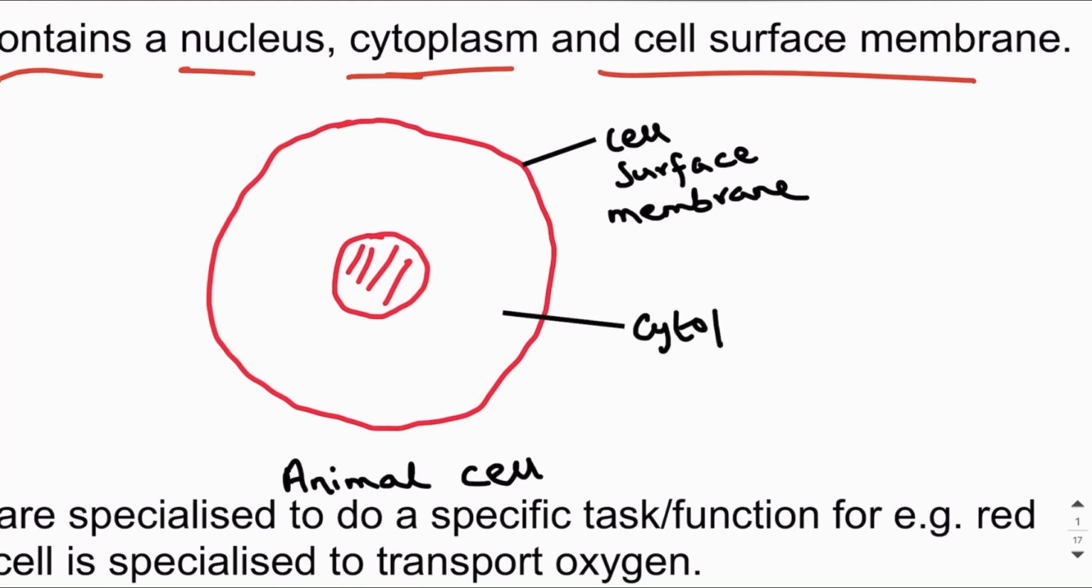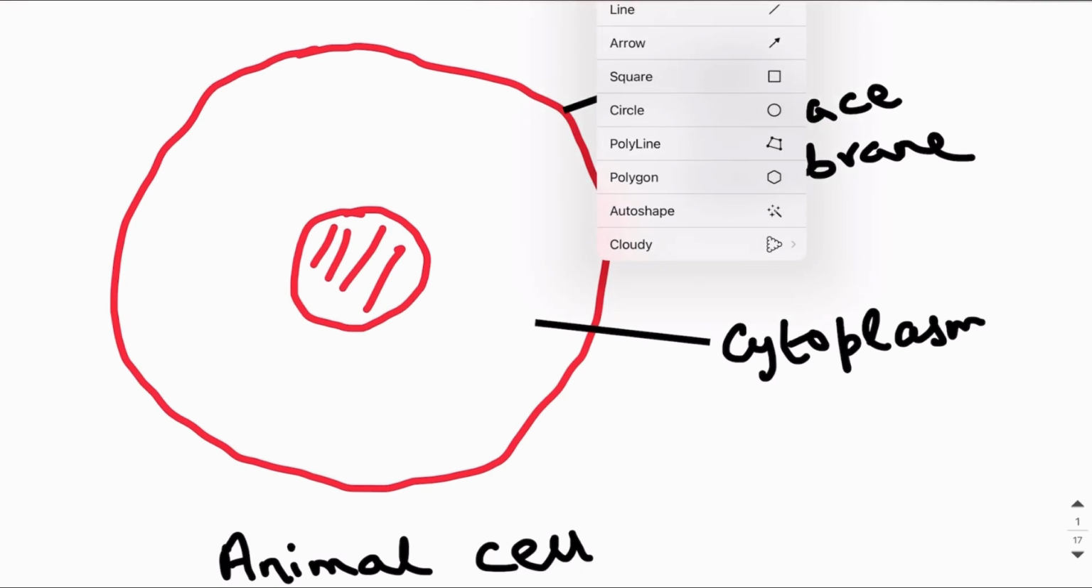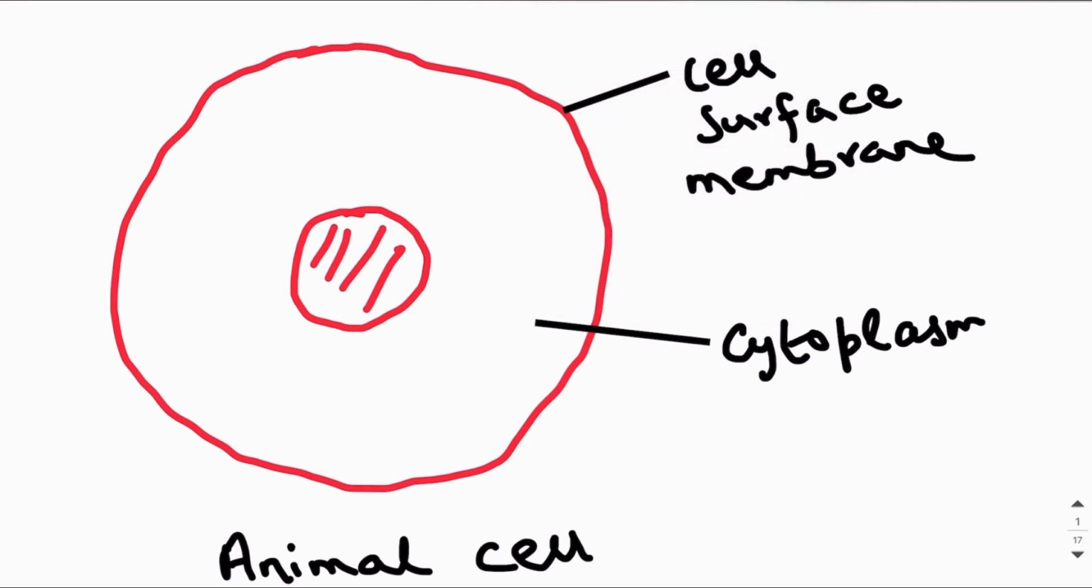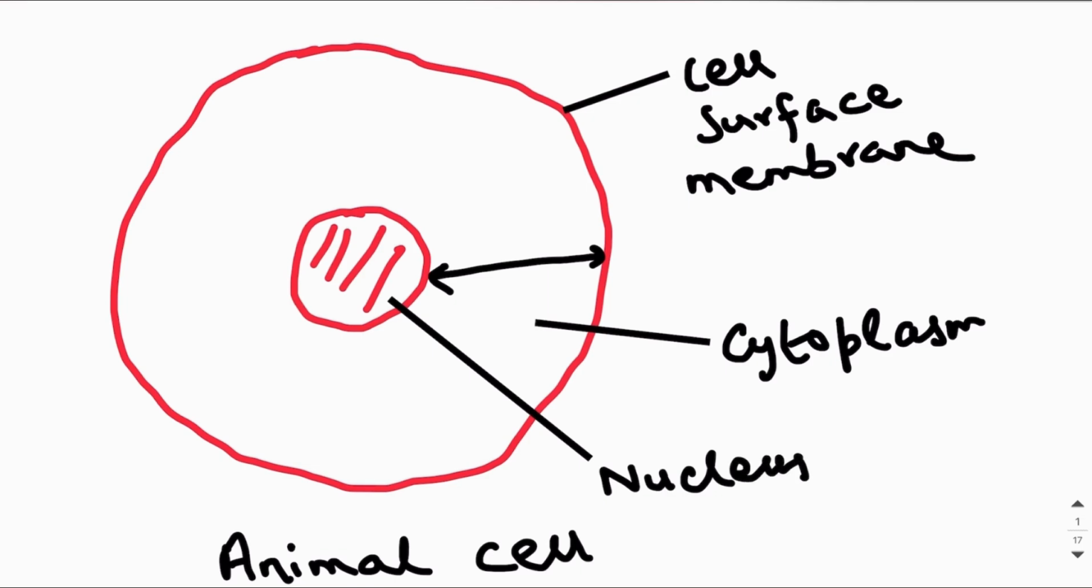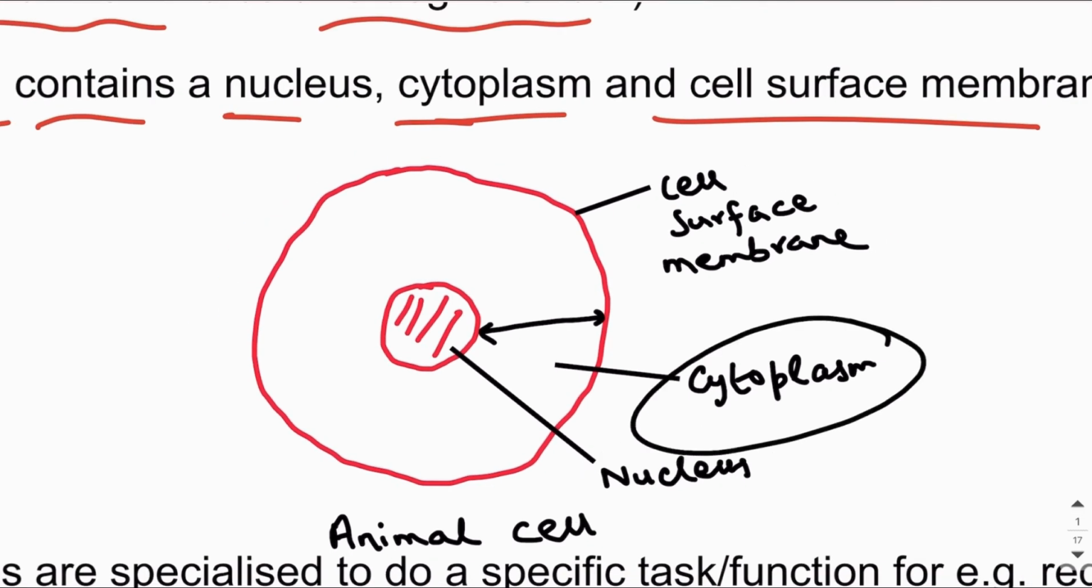Now, what is cytoplasm? Cytoplasm is a jelly-like fluid which is inside the cell surface membrane. To be more precise, we can say that cytoplasm is a jelly-like fluid which is between the cell surface membrane and this central structure called the nucleus. What is the nucleus? The nucleus is the control center of the cell. The nucleus controls all the activities of the cell. So you need to know that most cells contain a nucleus, cytoplasm, and cell surface membrane.